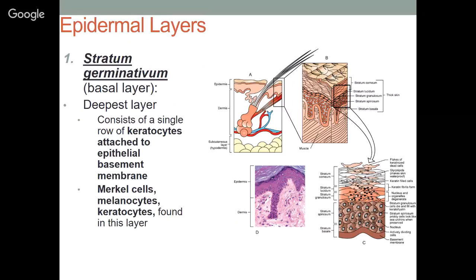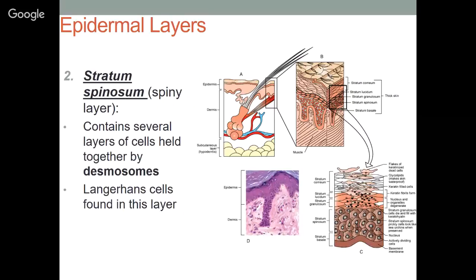The stratum spinosum is the next layer up. It's a spiny layer, and there are several layers of cells in this layer that are held together by desmosomes. The desmosomes are simply attachments between cells. The Langerhans cells, remember, those are the macrophages. They are found in this layer. So we talked about the first layer, keratinocytes. We have Merkel cells and melanocytes. And the next layer up, we have the Langerhans cells as well as the keratinocytes.